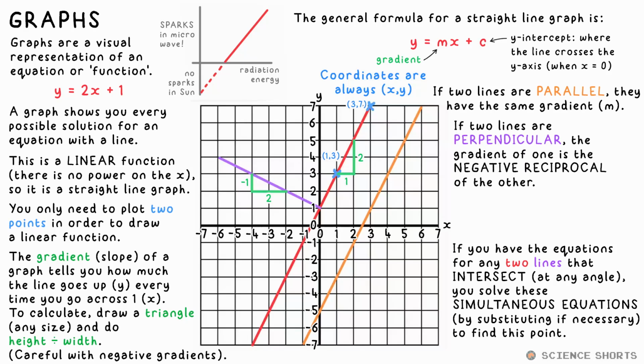If the two lines are perpendicular, you also know that the gradient is the negative reciprocal of the other. That's because the triangle we would draw for the other one has been rotated 90 degrees, so the height and width have been swapped. It's not 2 over 1, but now 1 over 2. The gradient of this line is a half instead. Well, technically minus a half or negative half, isn't it? Because the slope is in the opposite direction.